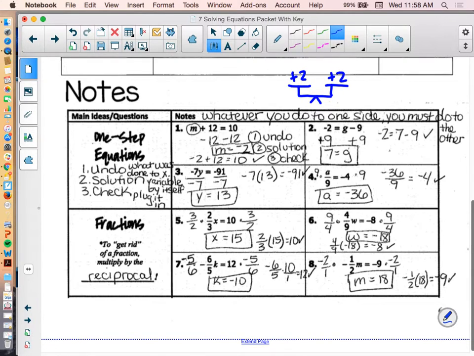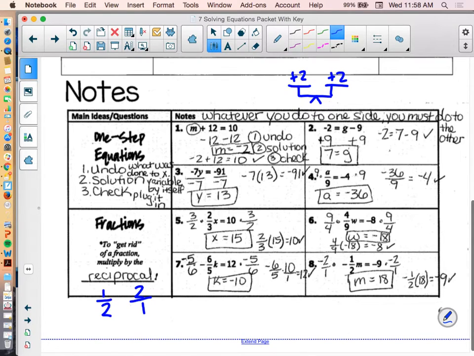All right, please, underneath one-step equations, write this down. 1, undo what was done to x. 2, solution, get the variable by itself. 3, check, plug it in, plug it in. If I'm going too fast, pause the video and go back. And for fractions, remember to get rid of a fraction, multiply by the reciprocal. So remember that for 1/2, the reciprocal would be 2 over 1.